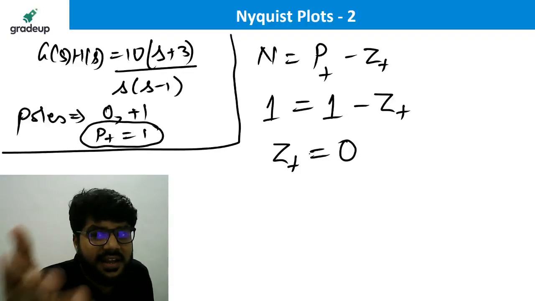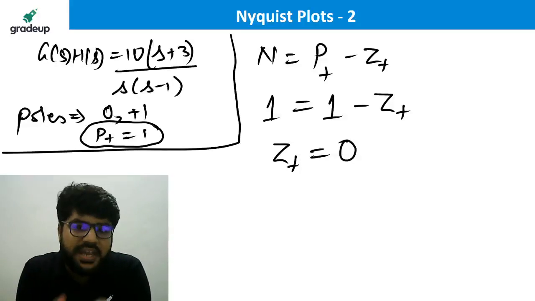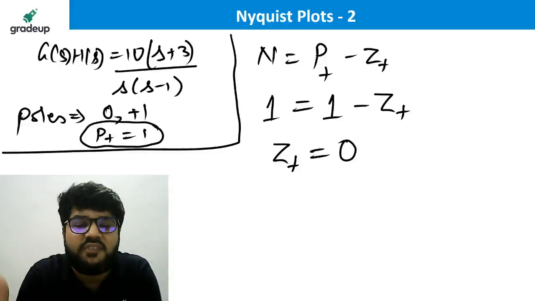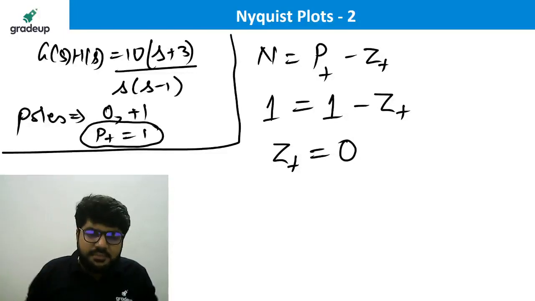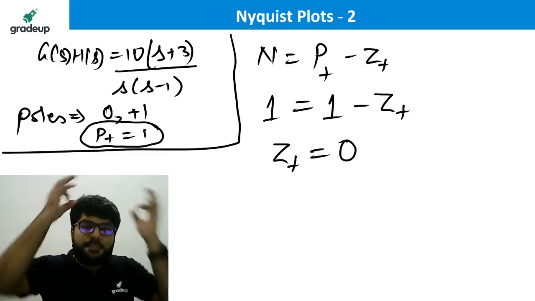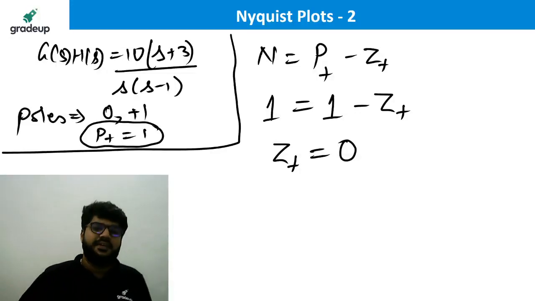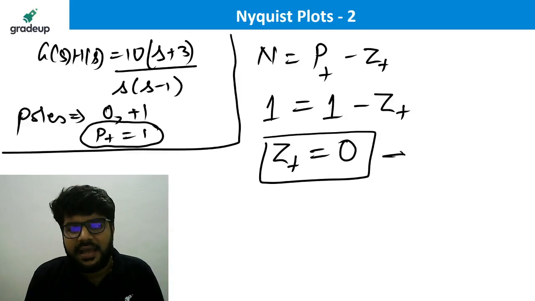Otherwise, Z plus would be minus 1 and that is impossible. Z plus will be minimum 0. Counting cannot be negative. Z plus is the number of poles. It will either be no poles or 1, 2, 3 poles. What is the meaning of minus 2 poles lie there? Not possible. It is not possible that Z plus can be negative. So final answer, Z plus is 0 and hence you have a stable system.